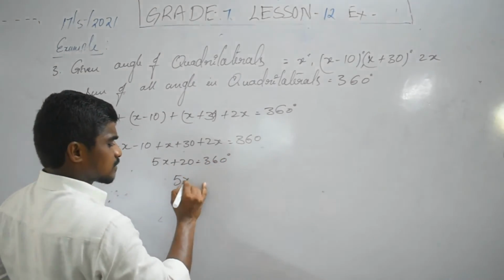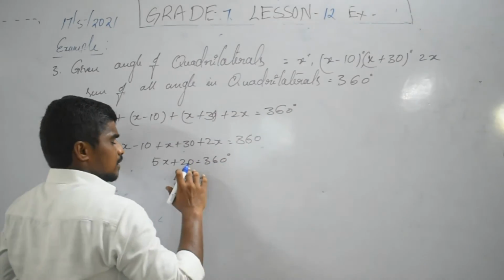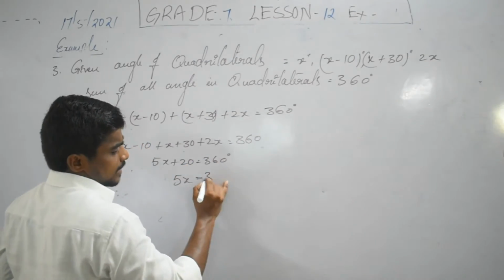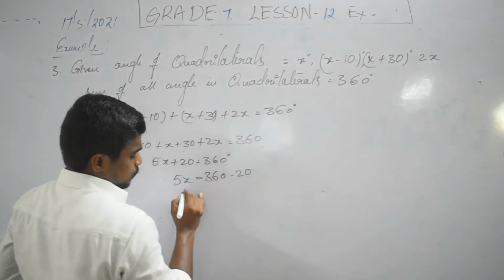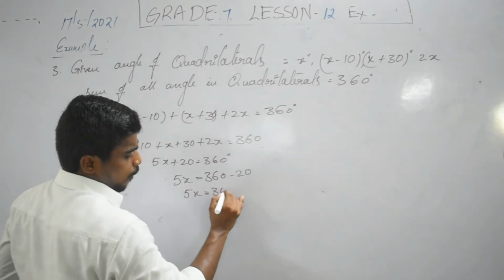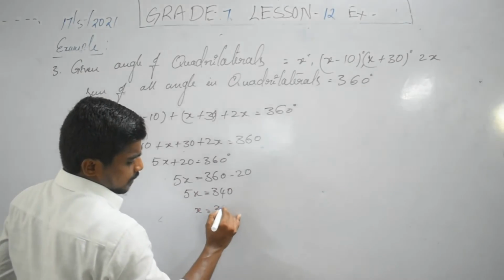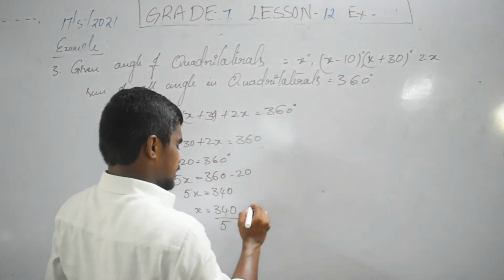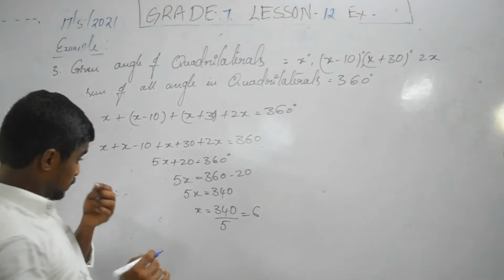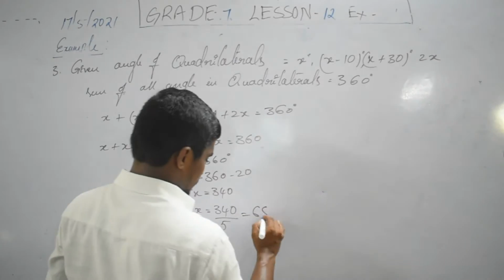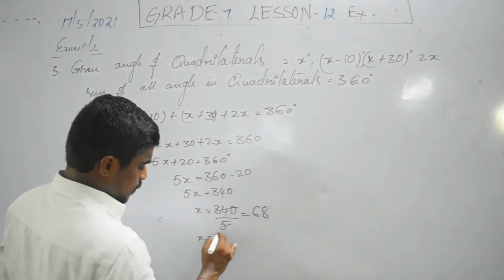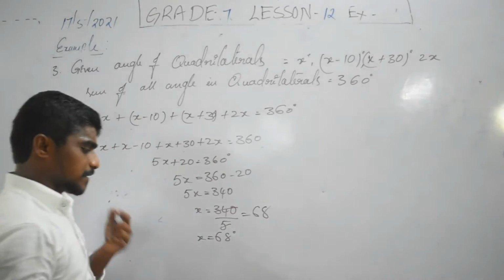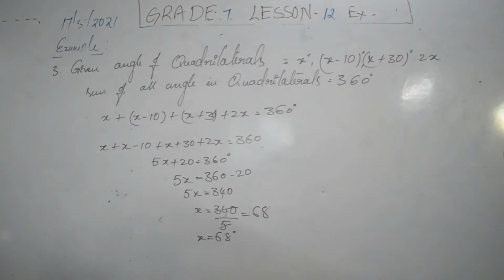So 5x equal to 360, moving the 20 to the right-hand side, minus comes. So 5x equal to 340. x equal to 340 by 5. 5 sixes, 5 eights. So x equal to 68.